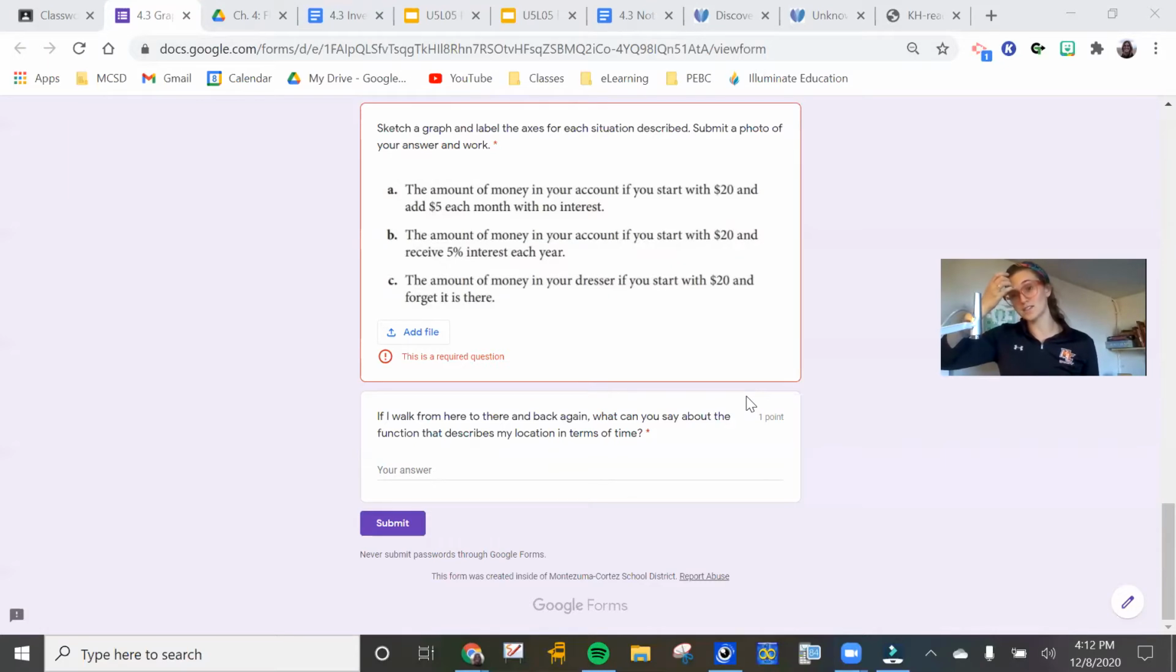If I walk at a constant rate, the function will be linear. But otherwise, if I walk at a varying rate, then my function will be nonlinear. If location is measured as distance from a starting point, the function increases as I walk away and then decreases as I walk back. All right, that takes care of all of your work for 4.3.